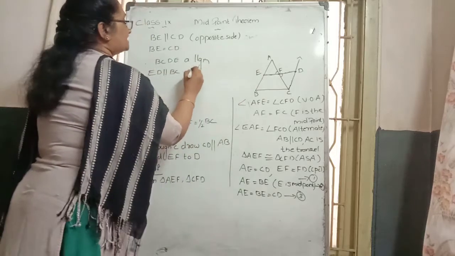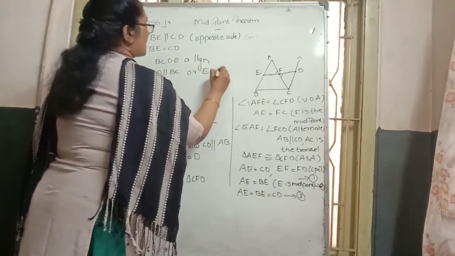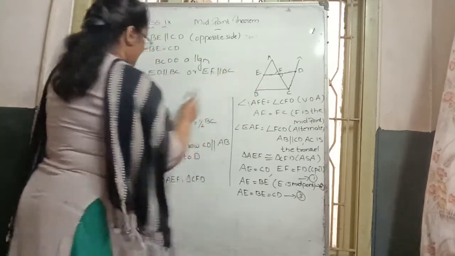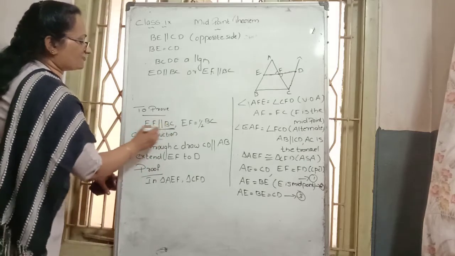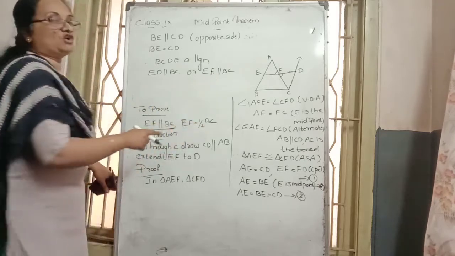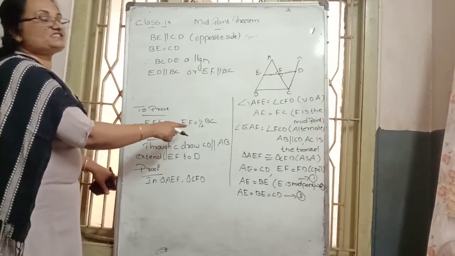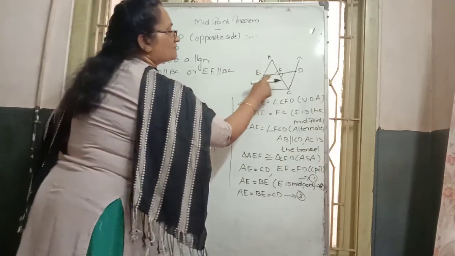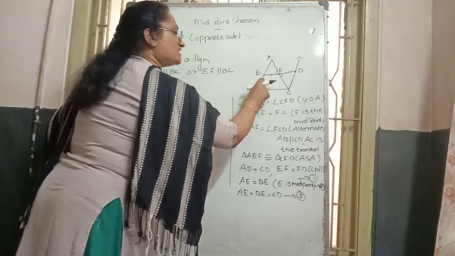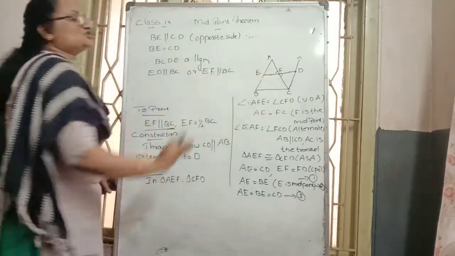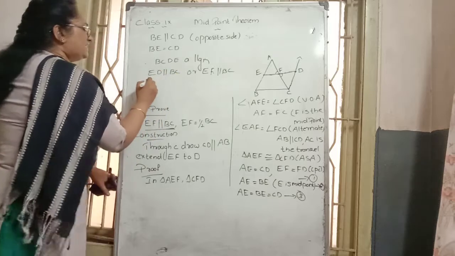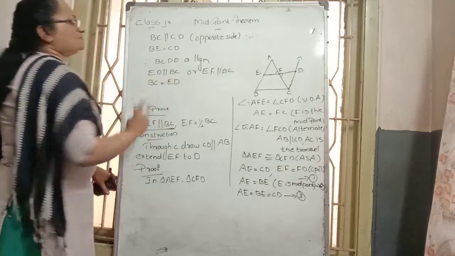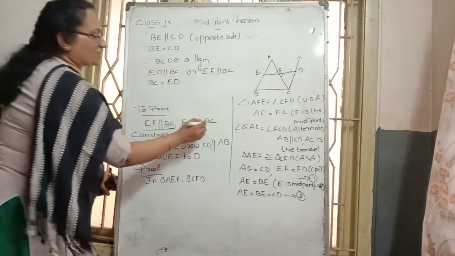ED is parallel to which side? Sorry, not ED, EF is parallel to BC. That is our question. We proved that EF is parallel to BC. The remaining part is to prove that EF is half of BC. First part completed: we proved that ED is parallel to BC. Same way we can say EF is parallel to BC also. Since they are parallel, the ED side and BC side are equal. Next our aim is to prove the second part.